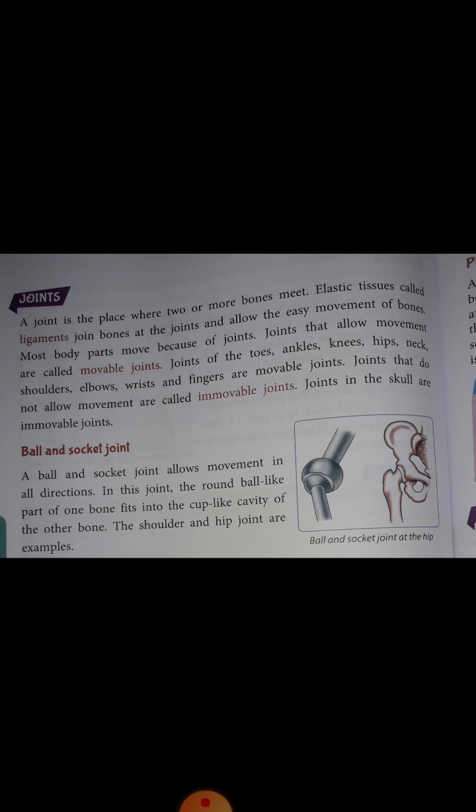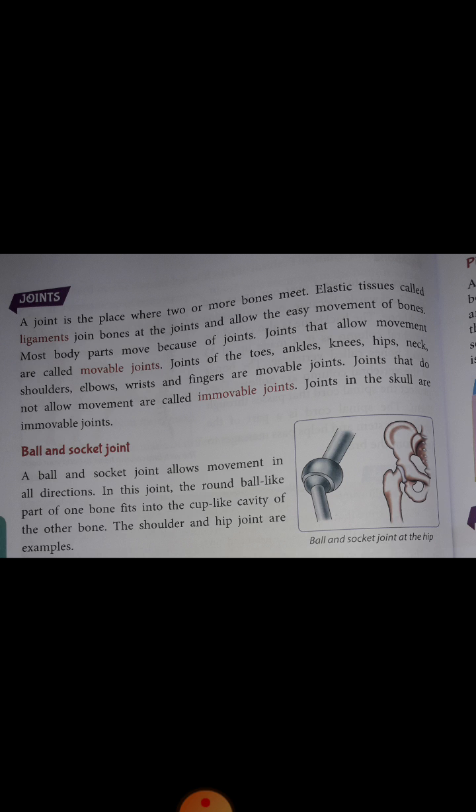Joints that do not allow movement are called immovable joints. Joints in the skull are immovable joints. A joint or articulation is the connection made between bones in the body which link the skeletal system into a functional whole. They are constructed to allow for different degrees and types of movement.